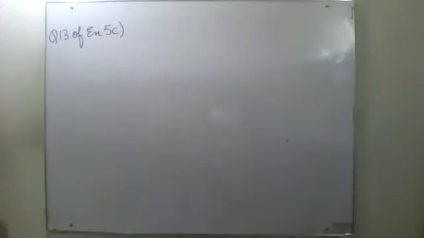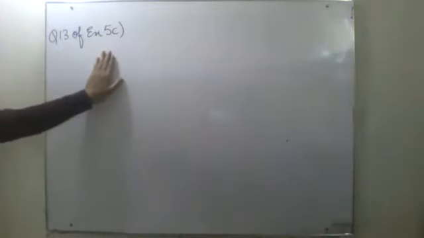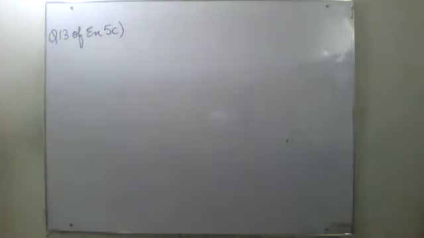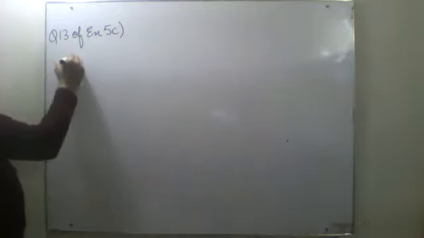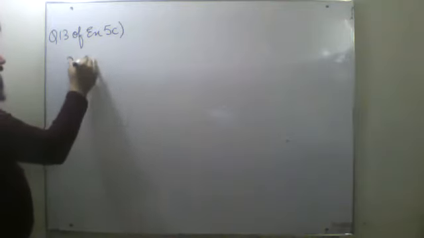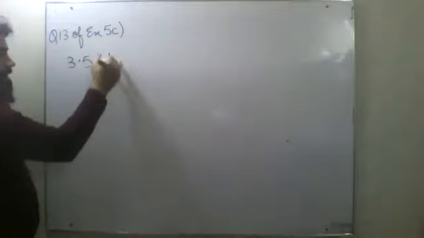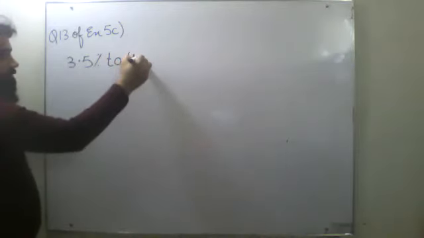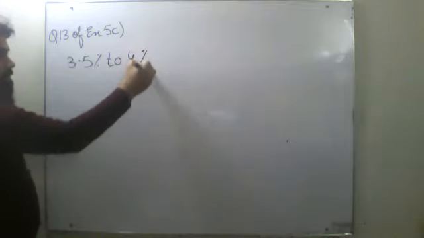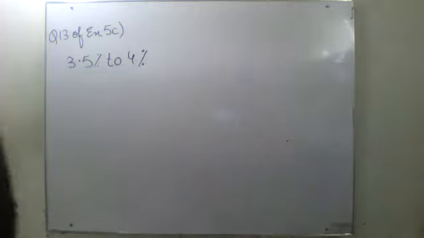Okay, so we are going to start with question number 13 of exercise 5C. In this question, they are saying that a bank increased the rate of interest on money deposited from 3.5% to 4% per annum. This is the increase which is given, per annum.